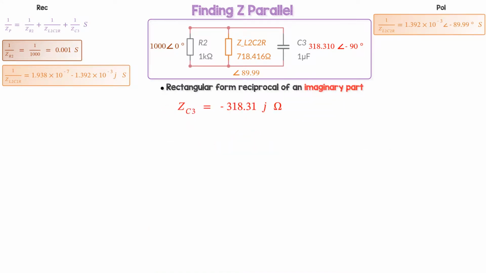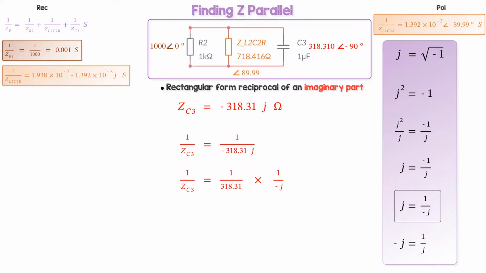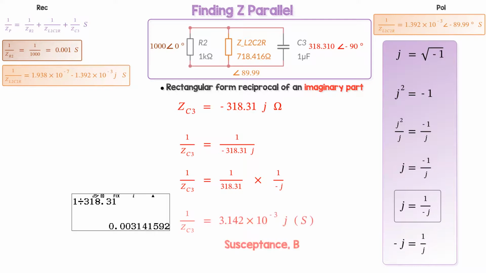Now we're going to do C3, find the reciprocal of that impedance. So that's 1 over minus 318.31j. That's the same as 1 over 318 times 1 over minus j. But you might recall that 1 over minus j is just j, and that purple box on the right shows you why, if you needed a reminder. So the reciprocal of the impedance of C3 is 3.142 times 10 to the minus 3 j Siemens, and that's a susceptance, which is the reciprocal of a reactance.